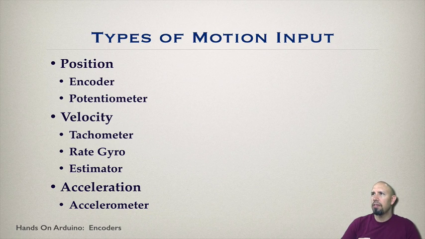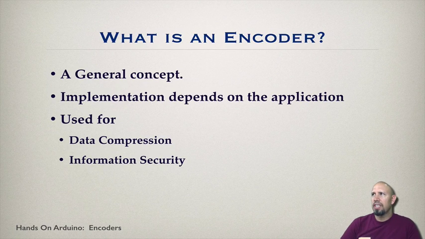So these are the types of motion that we may input. As you can see, we're focusing in today on this fella right there, the rotary encoder. So what is an encoder? Well, in general, an encoder is a kind of general concept. It's not just used for these things.